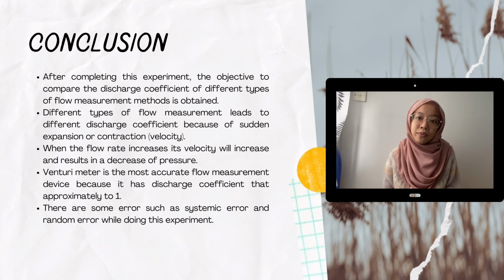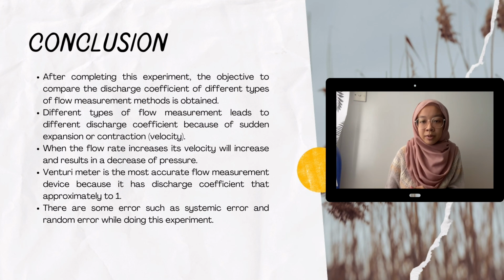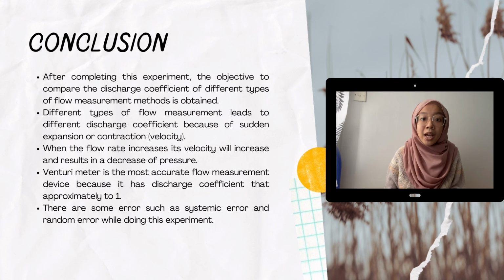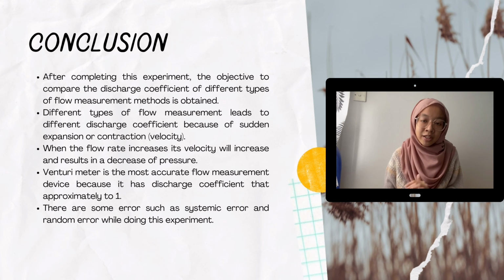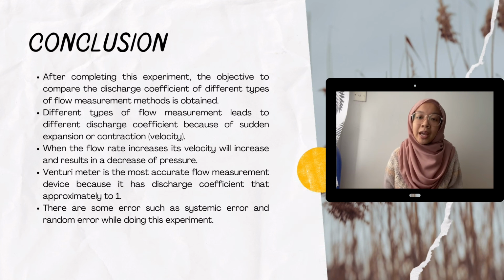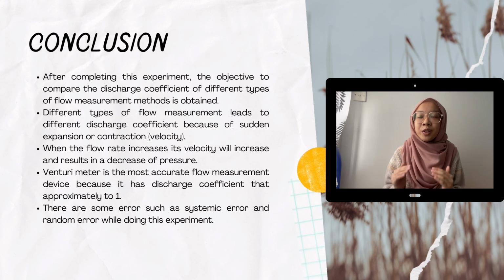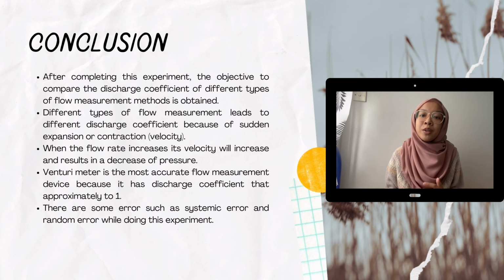The next one is that the most accurate flow measurement device is venturimeter. This is because the venturimeter has a discharge coefficient approximately close to 1. And the last one is there are some errors such as systematic error and random error while doing this experiment. And to avoid these errors, we can take the precautions that have been presented by Chua.